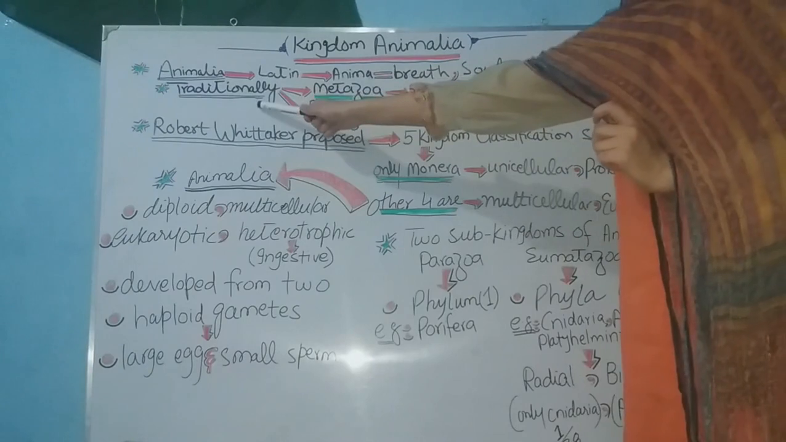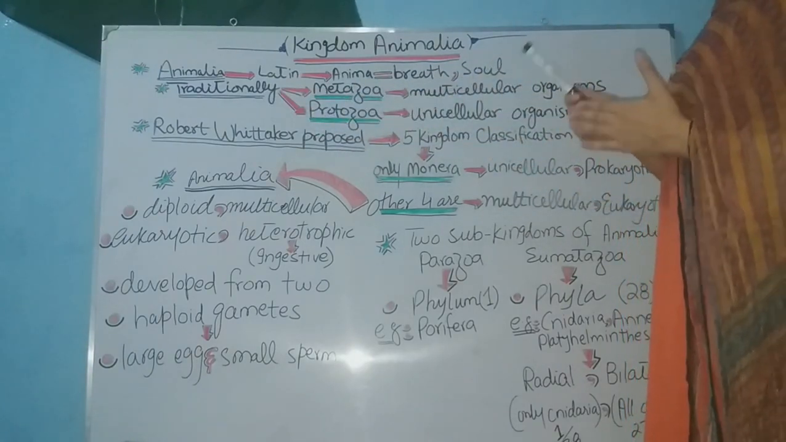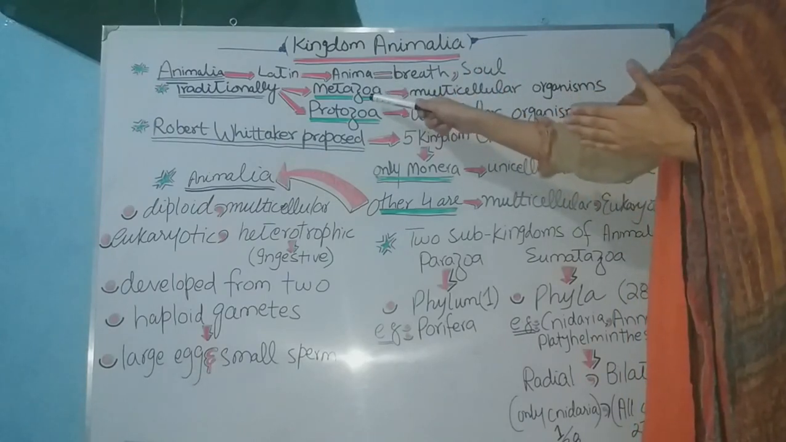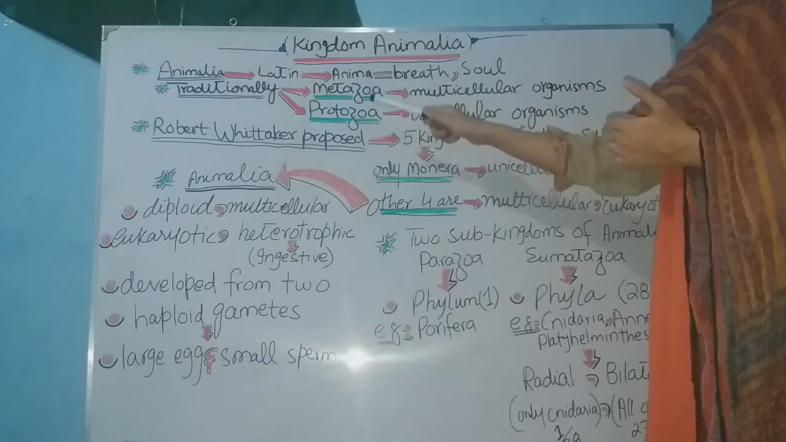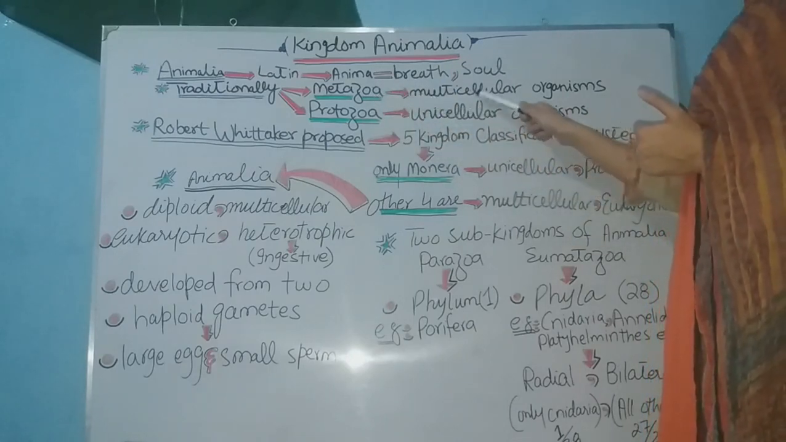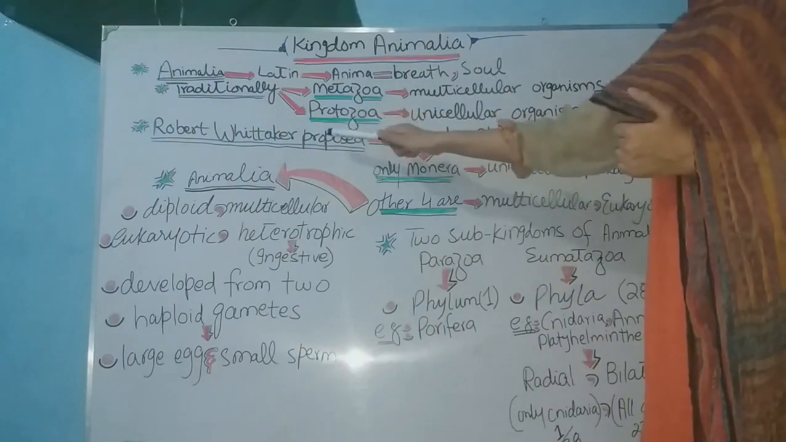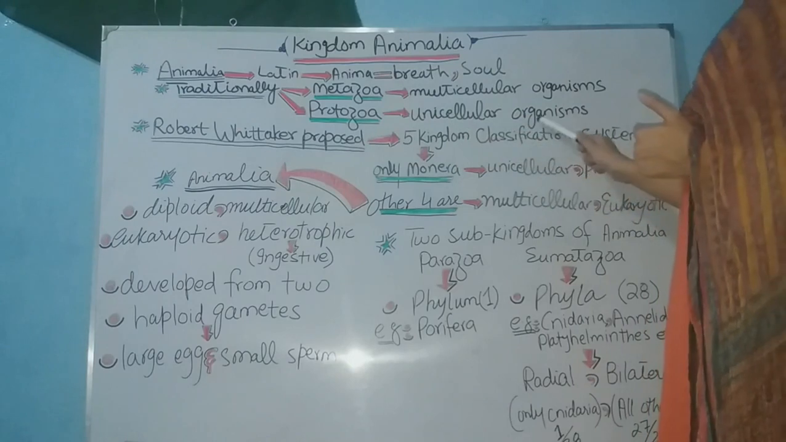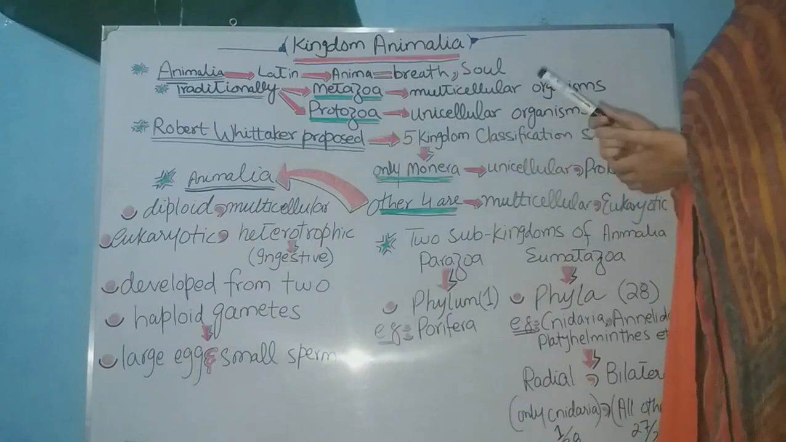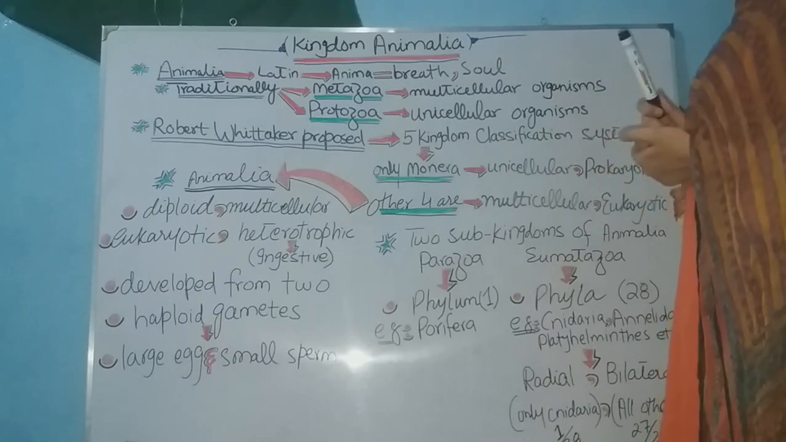Traditionally, we divide all organisms into two basic kingdoms. Those two kingdoms are Metazoa and Protozoa. In kingdom Metazoa, we put all multicellular organisms, while in kingdom Protozoa, we put all unicellular organisms. But as we know, Robert Whittaker was the scientist who proposed the five kingdom classification system.